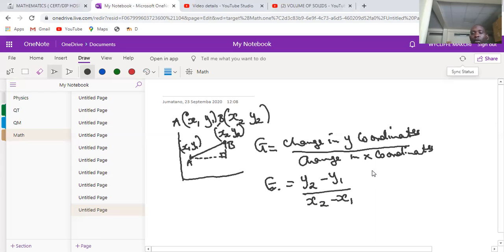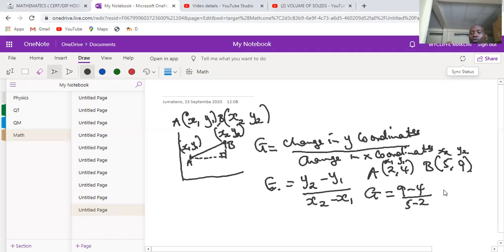So if you are given the points A, maybe it is (2, 4), and B, it is maybe (5, 9), you can calculate the gradient. Remember, the points of any particular line are given by the x coordinate followed by y. So this is our x1, y1, this is x2, y2. So change in y is going to be 9 minus 4, because those are the y's, over 5 minus 2, which will be equal to 5 over 3. That is now your gradient for that particular line.